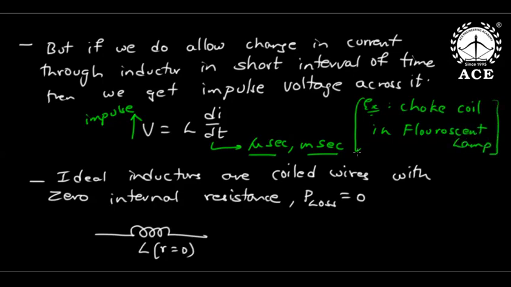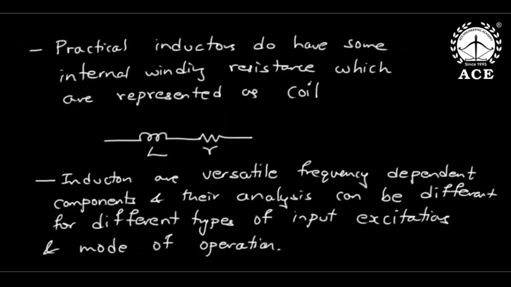Why choke coil in a fluorescent lamp? Because the inductor choke coil will produce a high impulse voltage to ignite it. That is what happens. Then an ideal inductor has zero resistance, while a practical inductor has resistance. Inductors are versatile frequency dependent components, and their analysis is different for different excitations.